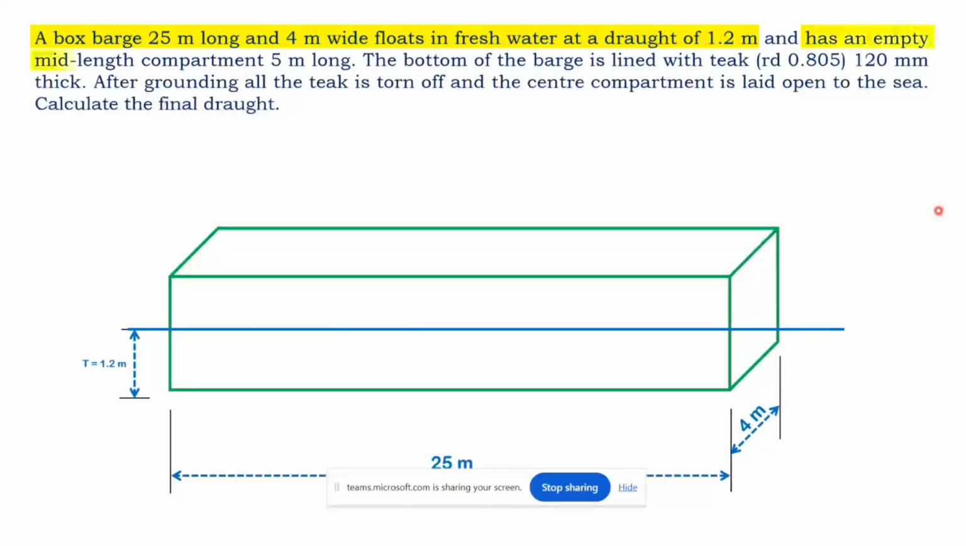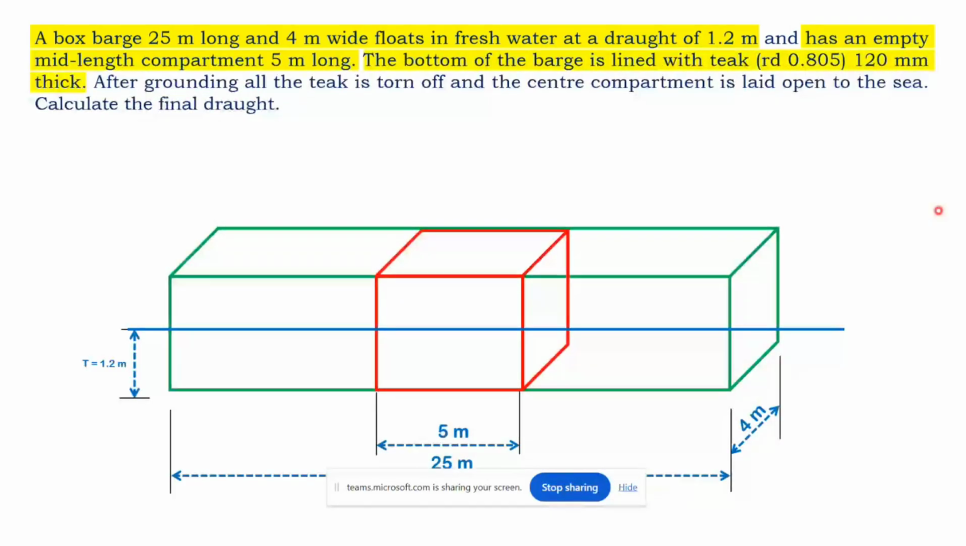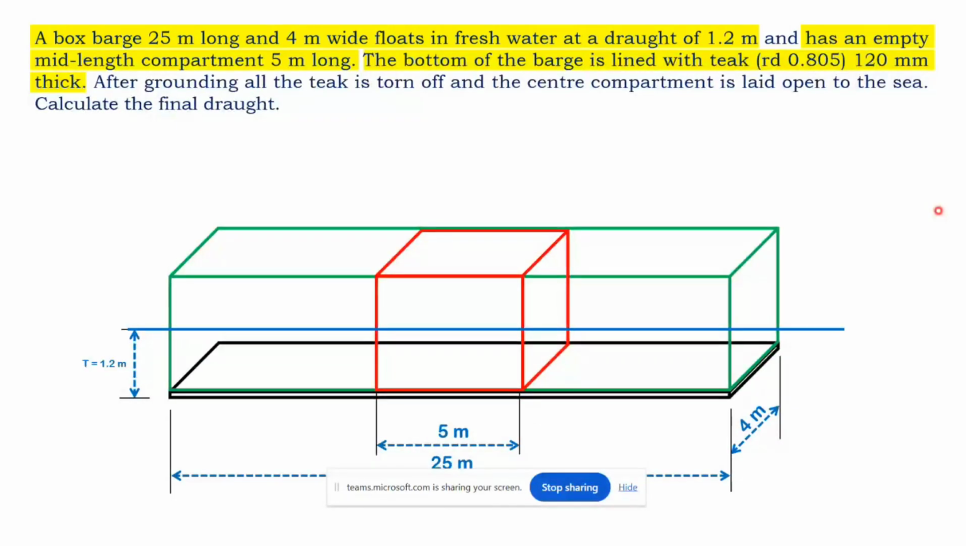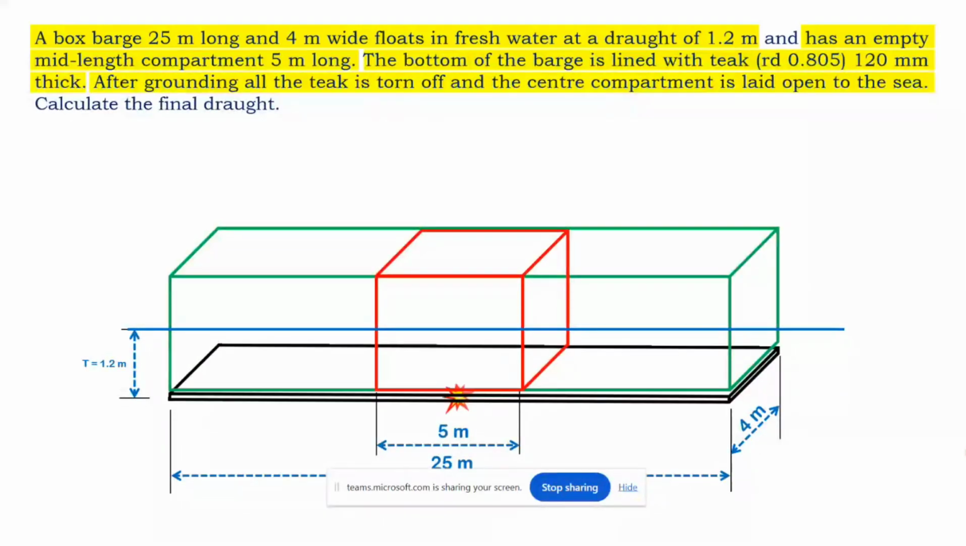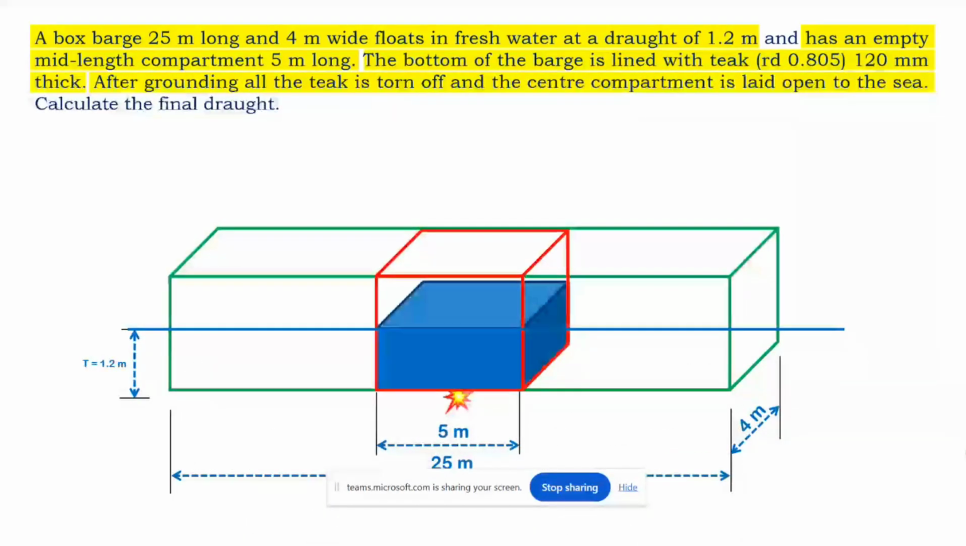It has an empty mid-length compartment 5 meters long. This is that compartment, which has a length of 5 meters. The bottom of the barge is lined with teak of relative density 0.805 and a thickness of 120 millimeters. So this is how the wooden teak has been placed on the outside of the ship's hull, for some reason. After grounding, all the teak is torn off and the center compartment is laid open to the sea. Now imagine there is a grounding, and during the impact the teak is torn off and the center compartment is laid open to the sea.